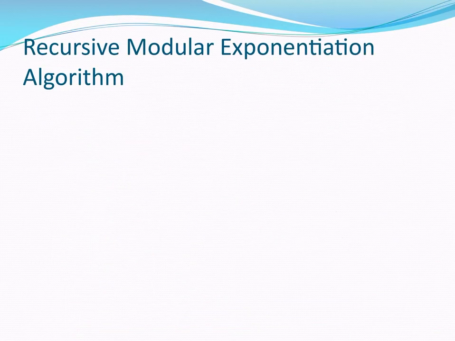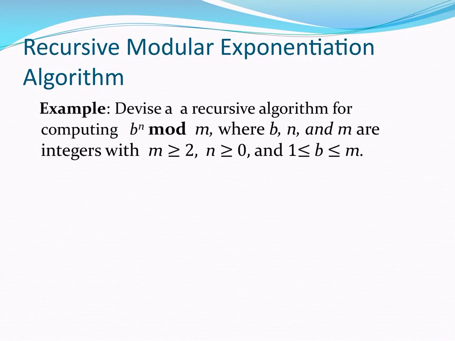Here we have a recursive algorithm. You might remember the algorithm in chapter 4 where it calculates fast modular binary exponentiation. Here we have a recursive algorithm for that. We're trying to calculate b to the n mod m.